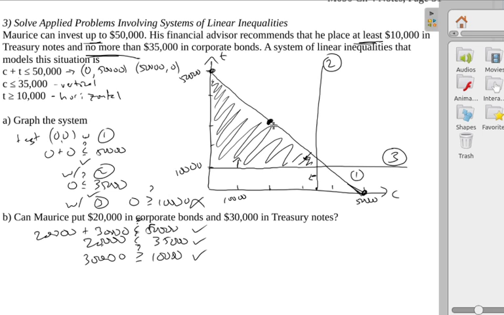The only thing I didn't really talk about is that the fact that we're directly on the line, the only reason we satisfy this inequality is because it's a non-strict inequality. It says less than or equal to. It's the "or equal to" part that allows it to be true there. So can he do that? Yes.